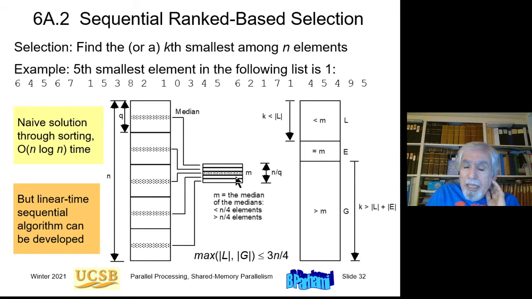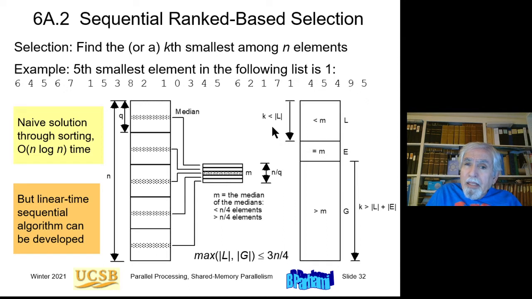Okay? And then, because I'm looking at the kth element, I determine the length of this first part. Let's call this list L. The length is size of L. Let's call this list E. Its length is size of E. And let's call this one G, and its length is size of G.